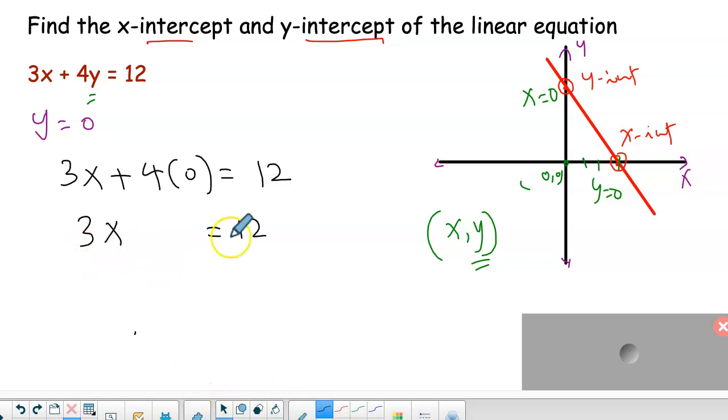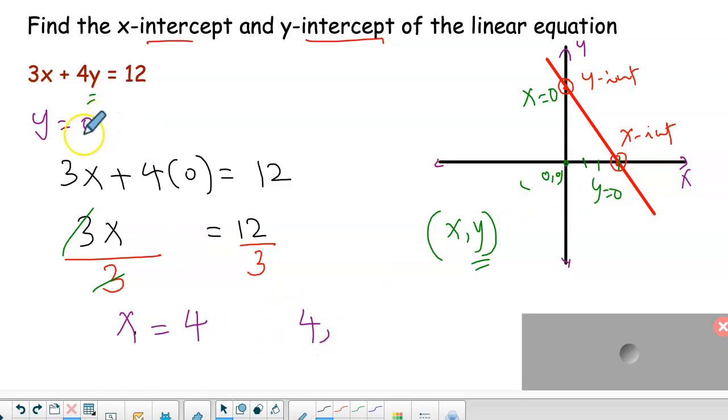You got 3x equal to 12. That is, 3x means 3 times x. Remember, it is times, multiply. The inverse operation of multiplication is division. I divided the left hand side, so divide the right hand side also by the same number 3. Hence here 3 and 3 got cancelled to give you x equal to 12 divided by 3, that is 4. So the value of x is equal to 4.